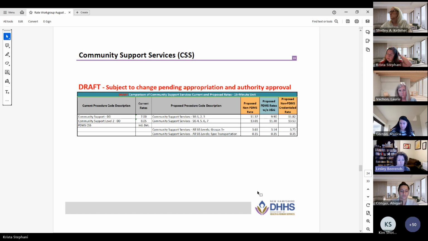All for that second rate. And then the other conversation, the proposed PDMS rates there, same as what we talked about for CPS, and then also for the credentialing.